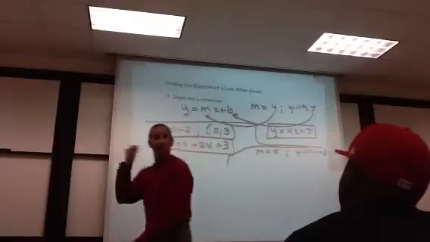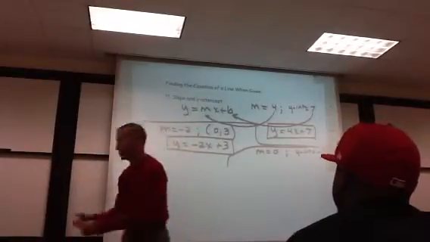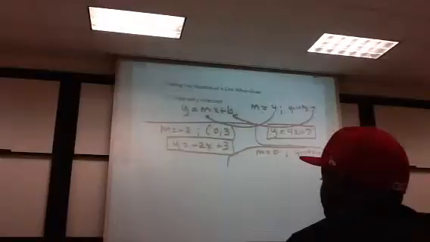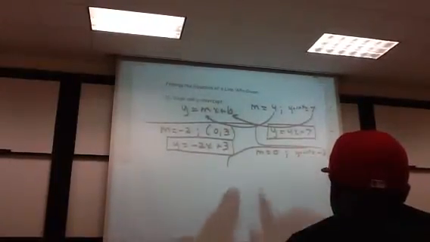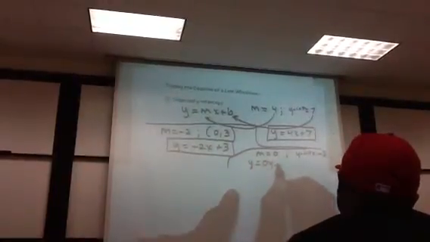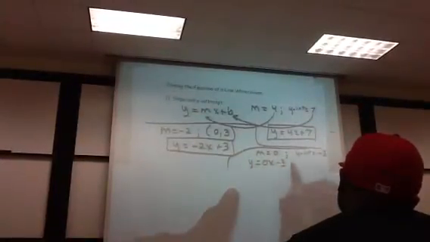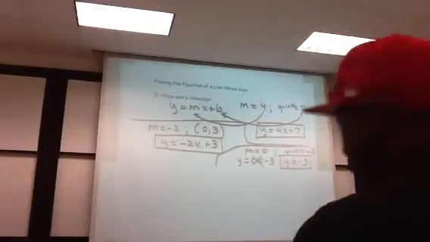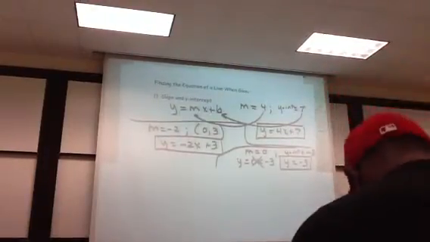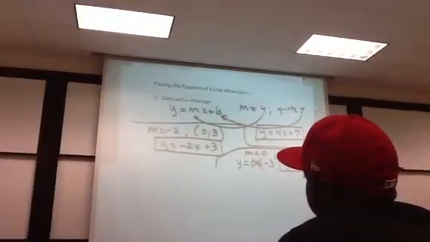So she used logic rather than the actual algorithm itself. You could use the algorithm and go, okay, I'm going to put that in for m, that in for b, y equals 0x plus the negative 3, that's just 0, y equals negative 3. But you use the information you already knew about anything that's got a slope of 0. It's a horizontal line. Every horizontal line, y equals. Fill in your y, you got your answer.